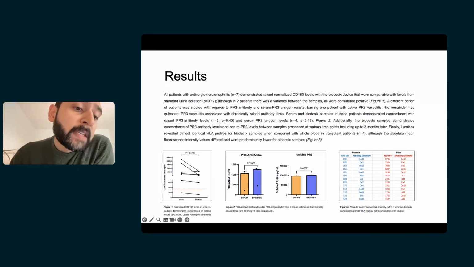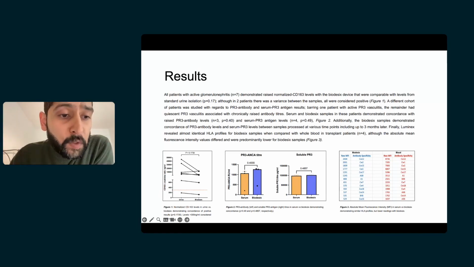It was reassuring to identify that both in our Biodesix group and those that were having standardized laboratory monitoring, we were able to identify raised levels of urinary CD163 in those that had active glomerulonephritis. The one patient that was below this line was a negative control. Also reassuringly, some concordance was identified between the Biodesix device and standardized collection of urine.